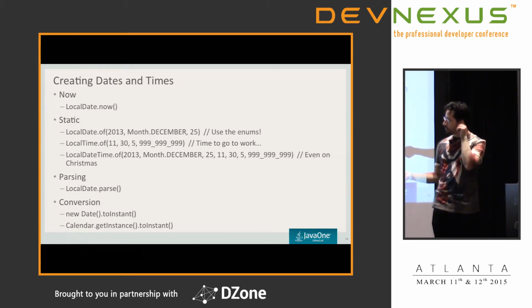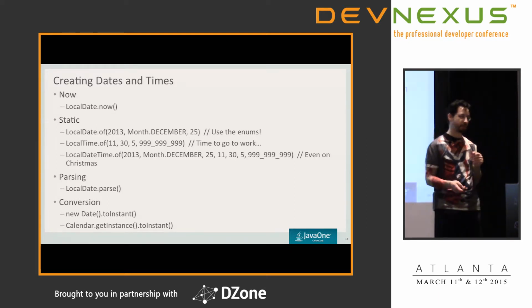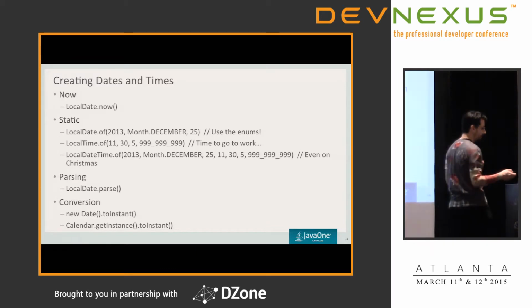And then you can also convert, so you can get the old style dates and go to an instant. And then you can also go from calendars and then go to instants from those as well, to get between the old and the new date time APIs.